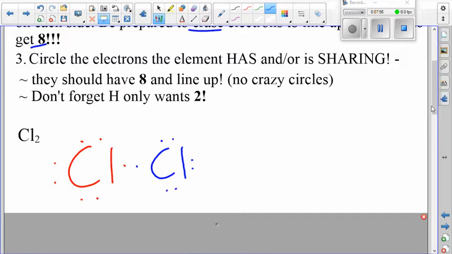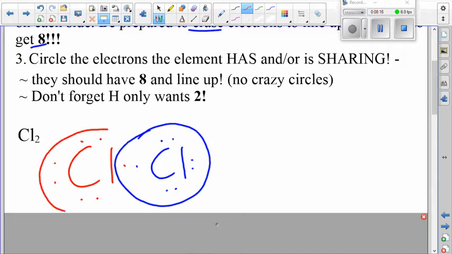So here's how I show this. I have to circle their full octets. So this chlorine on the right in blue has 1, 2, 3, 4, 5, 6, 7, and now 8 electrons around it. So it has that one red electron from the left. And this chlorine on the left now has 1, 2, 3, 4, 5, 6, 7, 8 electrons around it as well. And this area of overlap that makes this Venn diagram-y, that is a bond. So whenever you have overlap, that is what the bond is.